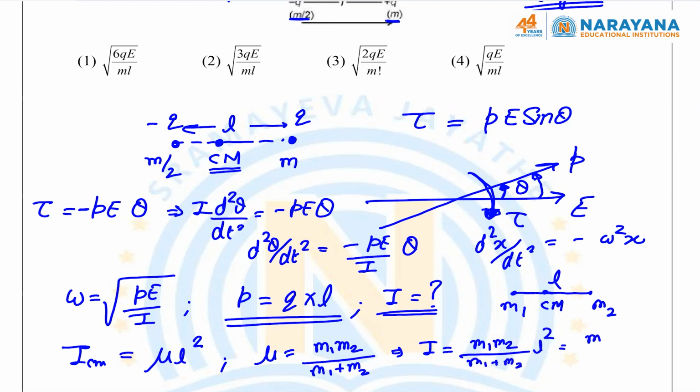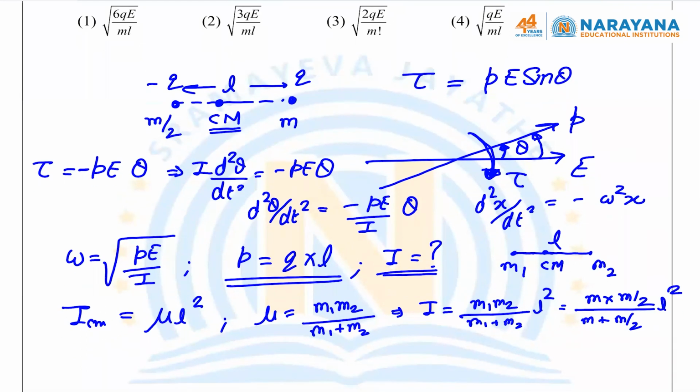So I will calculate as M1 M2 over M1 plus M2 times L square. One of the masses is M, the other mass is M by 2, over M plus M by 2, times L square. So that gives me I as M by 3. Is it correct? M into M by 2 over M plus M by 2. Yes, I is ML square by 3. So you'll take I as ML square by 3 and then you'll find the value of omega.